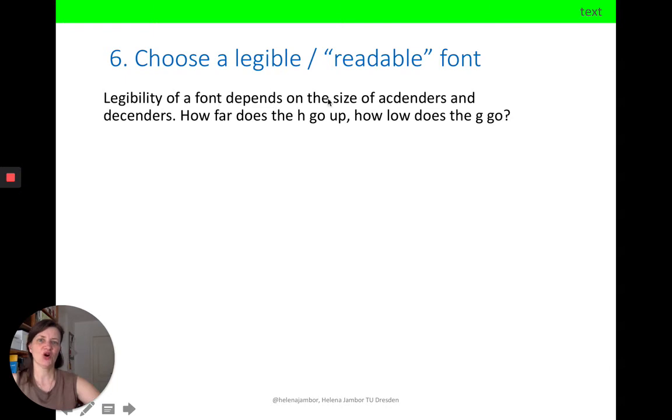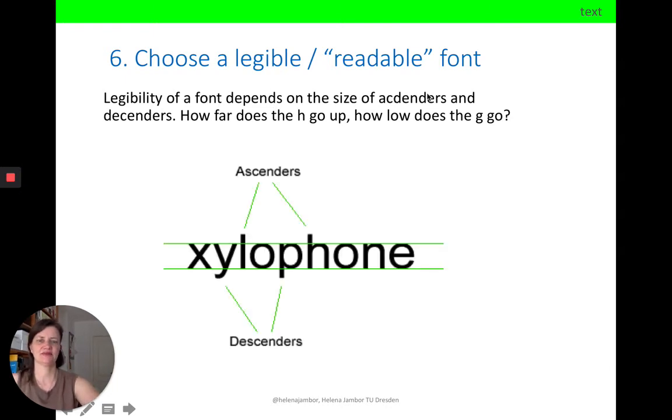Legibility of a font also depends on the size of ascenders and descenders. Ascenders and descenders basically explain how far the H, for example, goes up above the X height, or how low the G or the P or the Y goes below the X height. So some fonts are a lot larger than this, and this in turn makes the space they require a lot larger at the same point size.